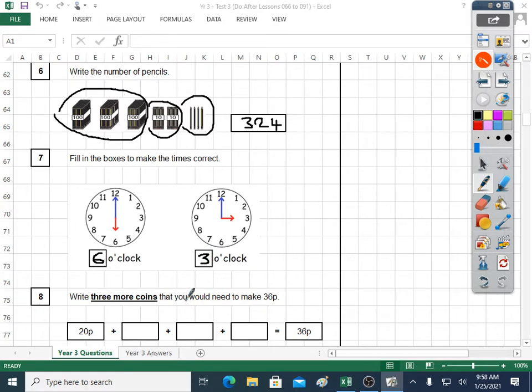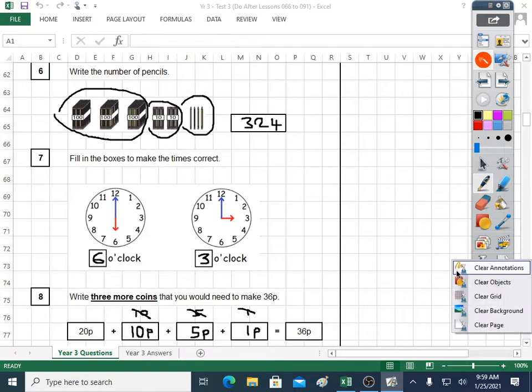Question 8, write 3 more coins that you would need to make 36p. 20p plus something something something equals 36p. Let's try a 10p. I'm going to write it on top until I'm sure. 20 plus 10 is 30. Then let's try a 5. 35 so far, so just 1p left. 20, 30, 35, 36, that works. So I just wrote them on top, but I'll put them in when I know that I'm correct. Otherwise the box can become a mess, can't it, if you change your mind. And changing your mind is good if you spot a mistake and you change it, but better to change my mind above than in the answer box. So there we go. 30, 35, 36. Happy with that. And on to question 9.